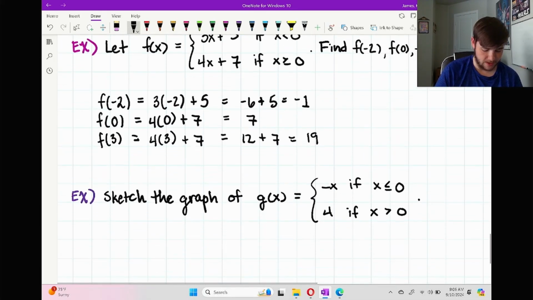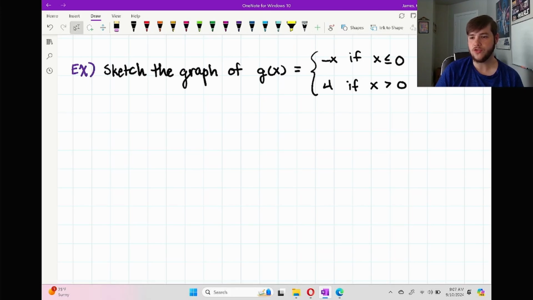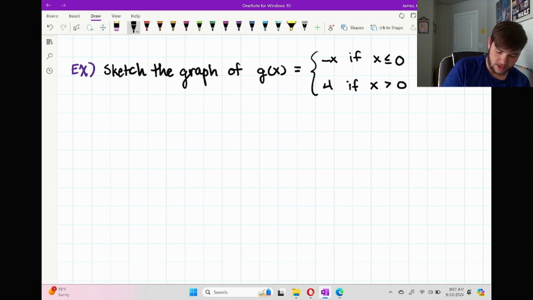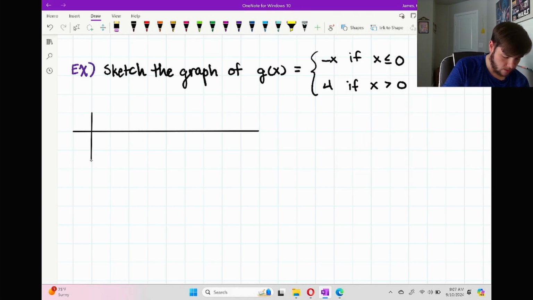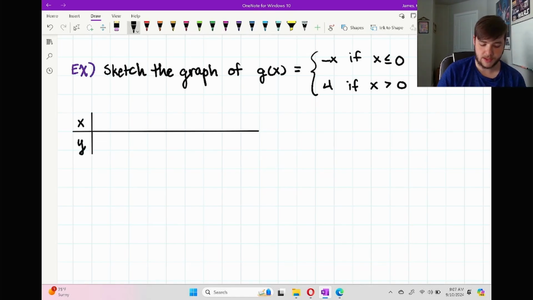So, what do these things look like? Let's try and sketch the graph of g of x equals negative x if x is less than or equal to 0, or 4 if x is greater than or equal to 0. And it might be helpful to sketch a little table of values. I like to put at least 3 points per piece into my table, including the place where they switch up. So they're switching up at 0.